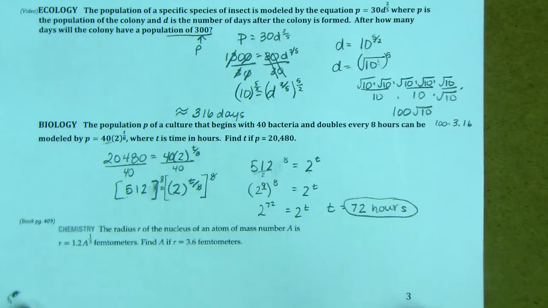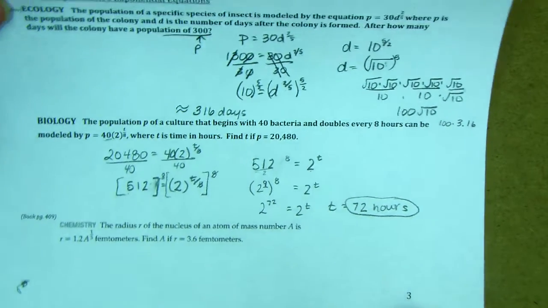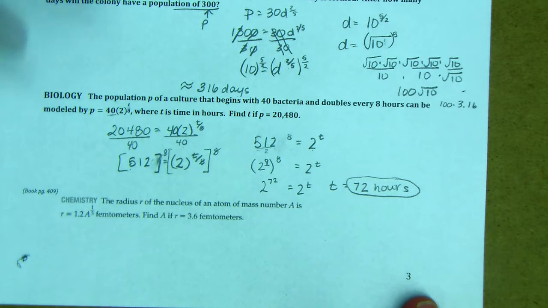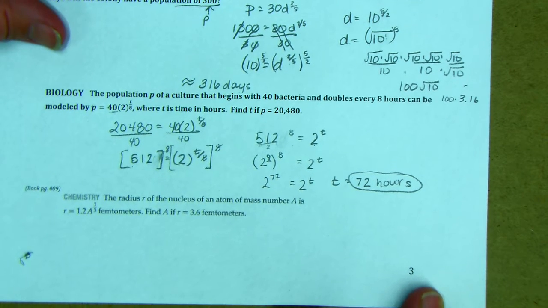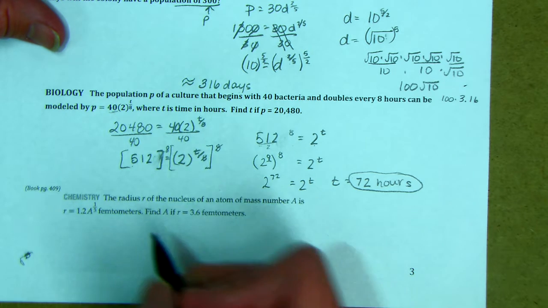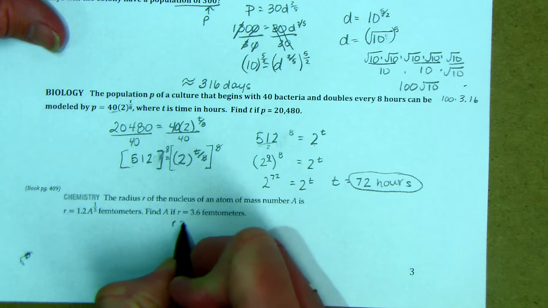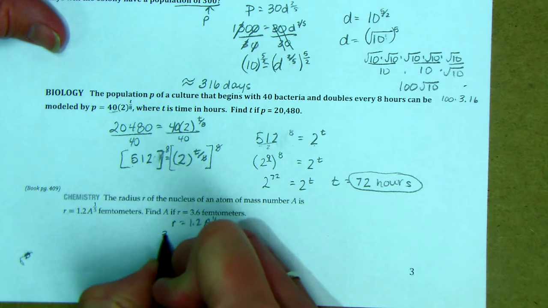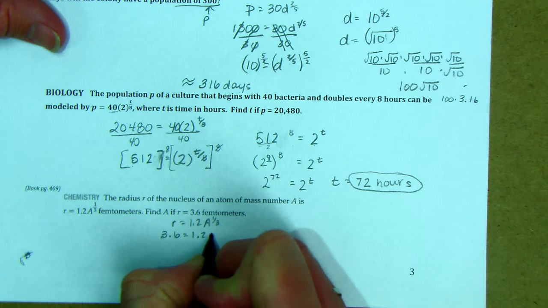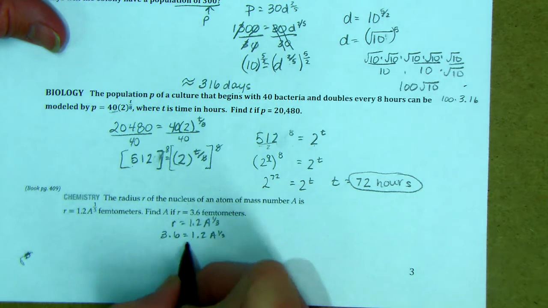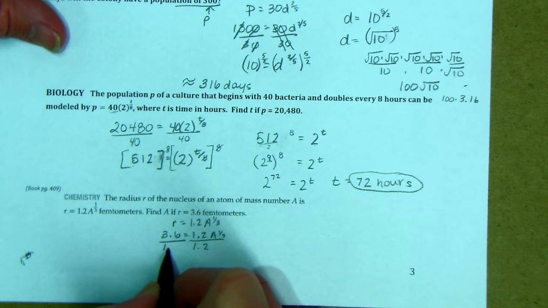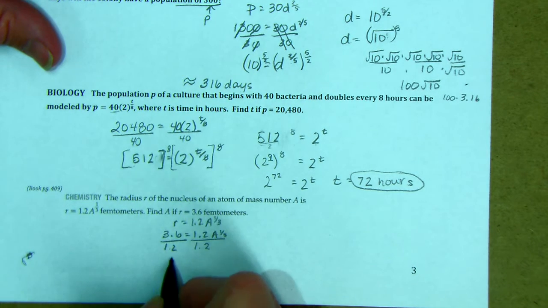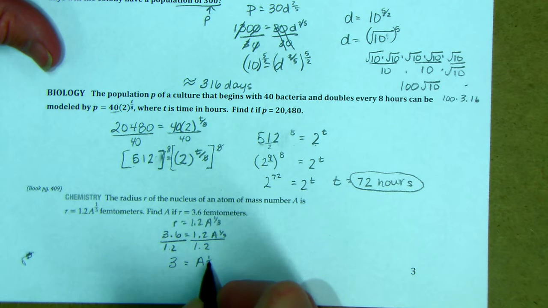All right, okay, last one here. Chemistry. The radius of a nucleus of an atom is R equals 1.2 A to the 1/3 femtometers. Wow, that's an interesting word. Can't even tell you what that means. So find A if R is 3.6. So then I have this equation, R equals 1.2 A to the 1/3 power. If R is 3.6, then 3.6 equals 1.2 A to the 1/3 power. First thing I'm going to do is divide by 1.2. Hey, I got this one right. And I'm going to get 3 equals A to the 1/3 power.